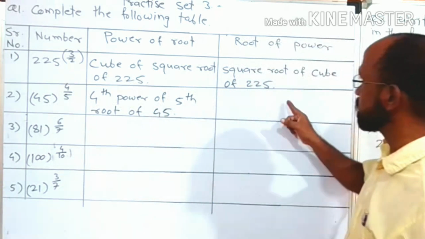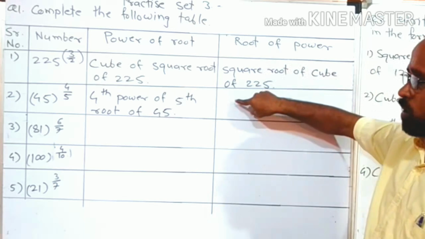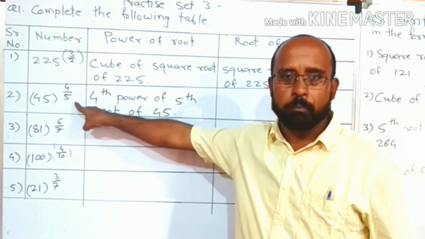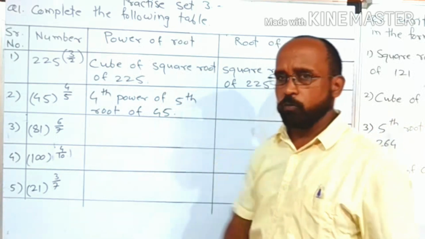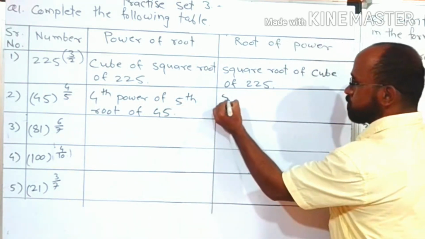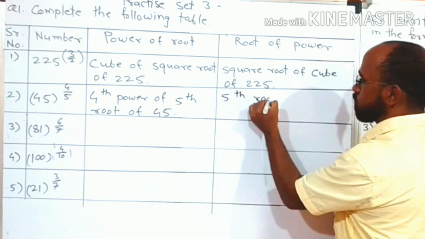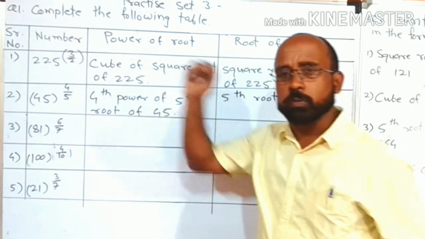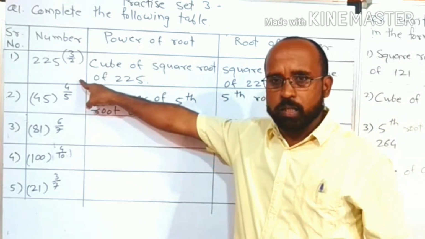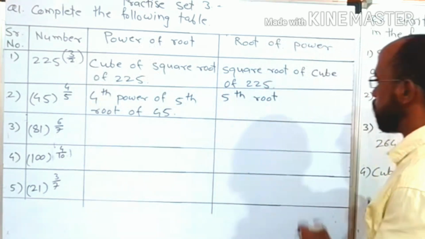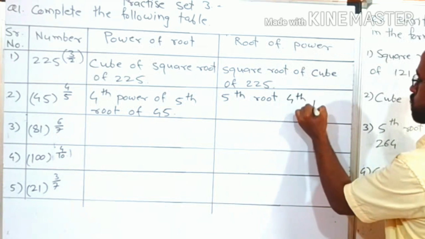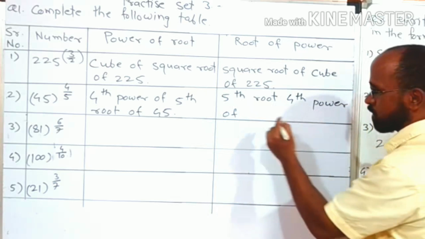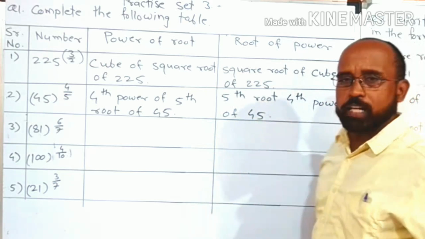Clear? Next is root of power. Root. Among these two, which is root? The number which comes in the denominator, that is 5. So 5 is the root. We will write it as fifth root. Fifth root of. Root of power. What is the power? Power is number comes in the numerator, that is 4. Fourth power of. What is the number? Number is 45. Clear, friends?